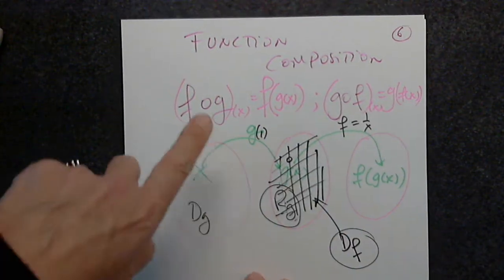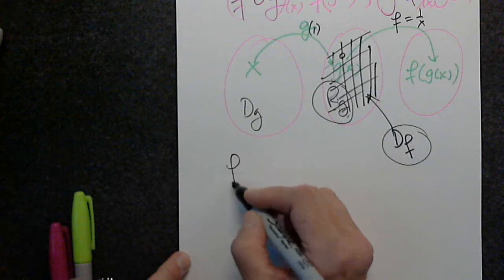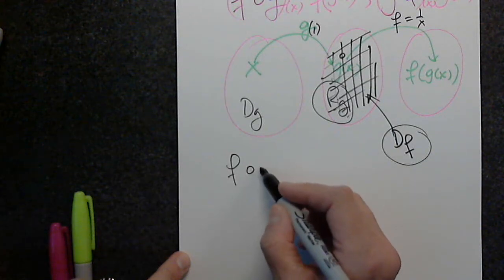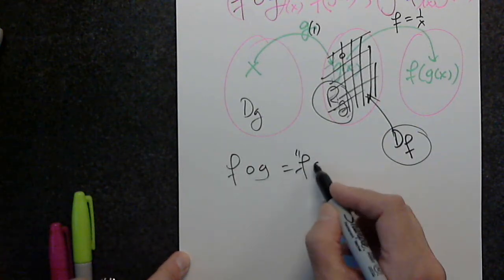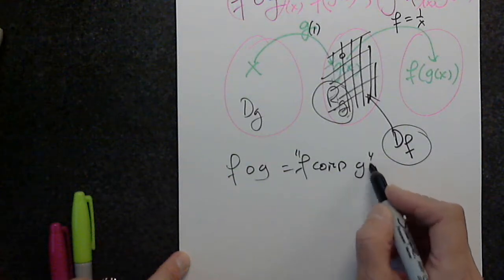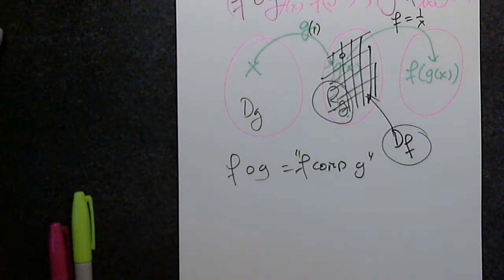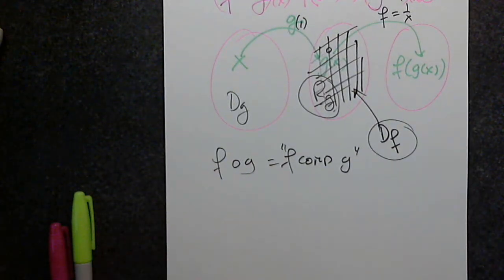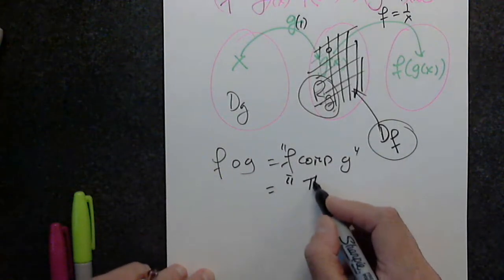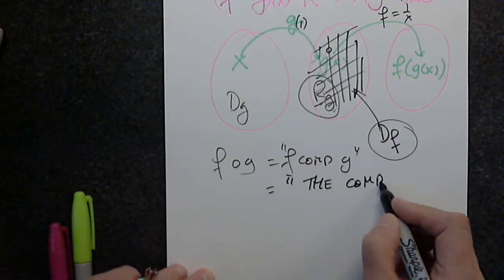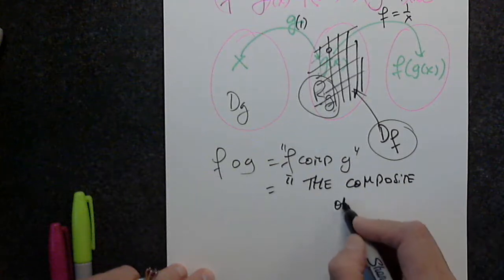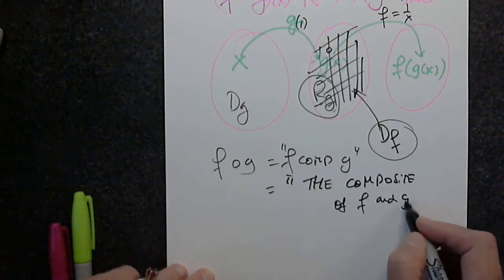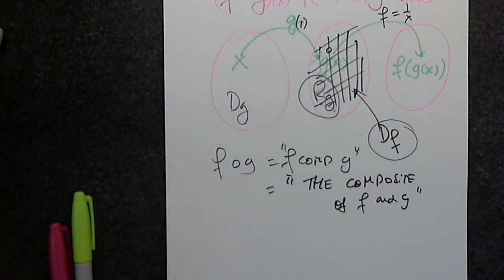By the way, this is called function composition, and this is read f comp g, the composite of f and g, or simply f comp g. It's up to you. The composite of f and g, or in short, f comp g. Of course, g comp f.